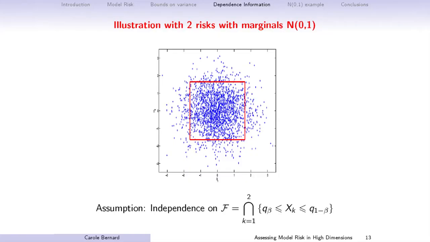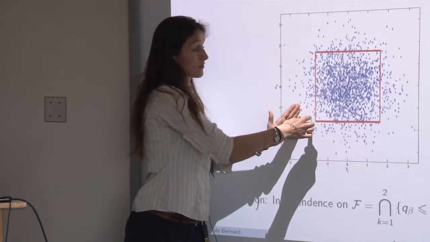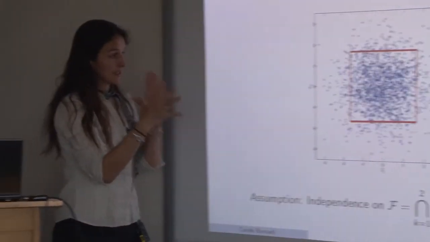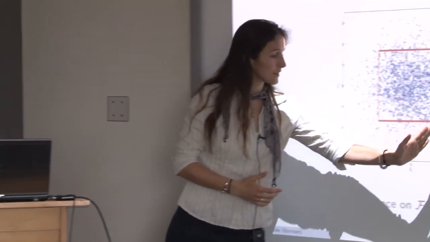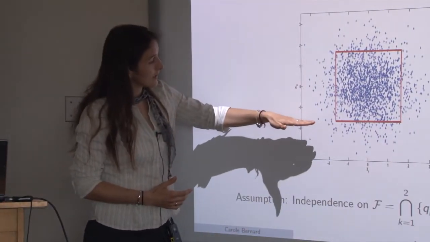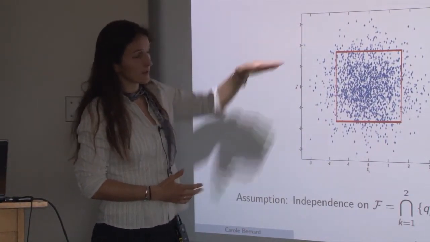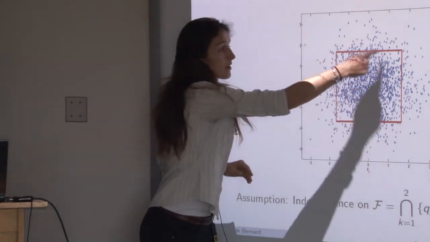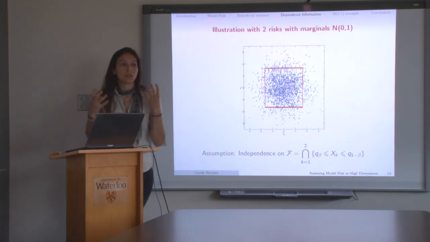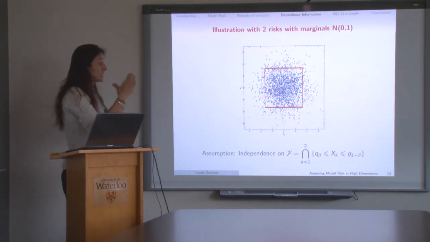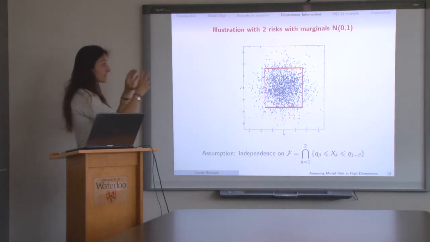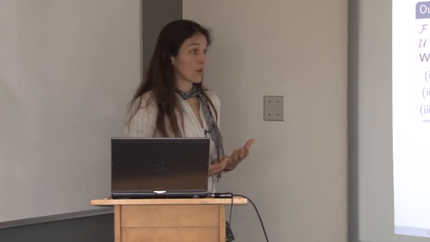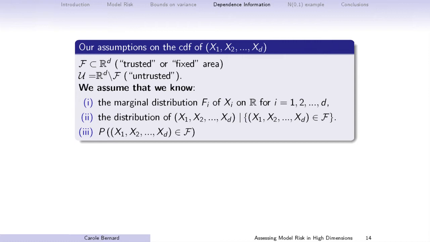And we're going to define an area F, which is this square, defined as x1 being between its quantile at 4% and its quantile at 96%, and x2 being between its quantile at 4% and 96%. It's just a convention. You can choose another area F, and we're going to say that we know the dependence because we have enough information in the data to trust our multivariate model in this area. And we want to solve the problem again, finding bounds on variance, incorporating this dependence information.